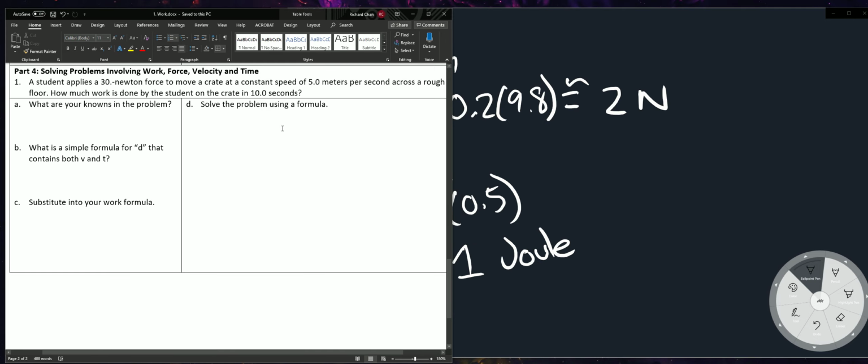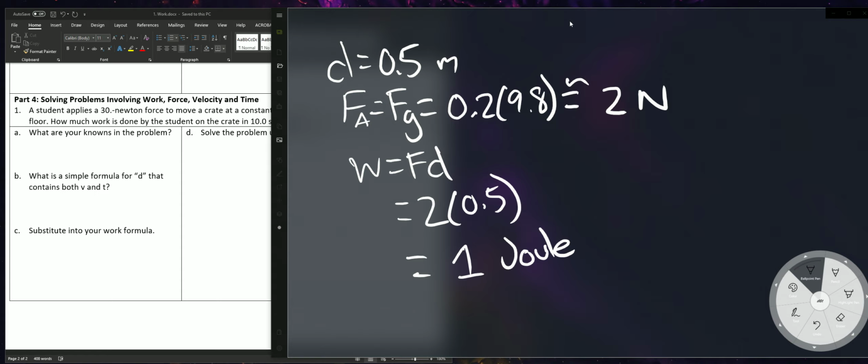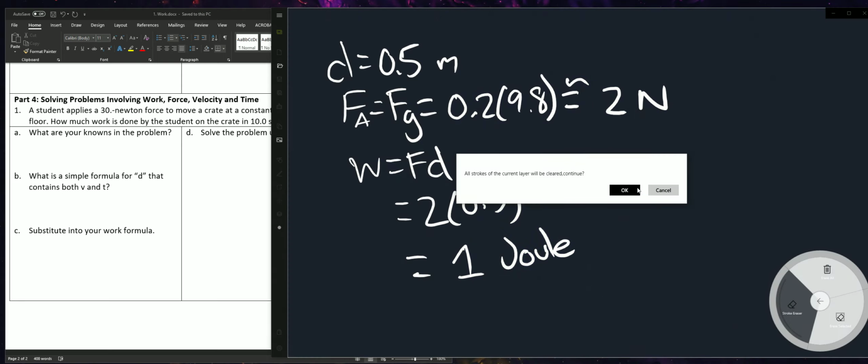Now that's how you answer that question. Remember, if I'm lifting something, the force that's being applied is equal to my force due to gravity, because my net force is 0. Remember that. It's imperative that you remember that.